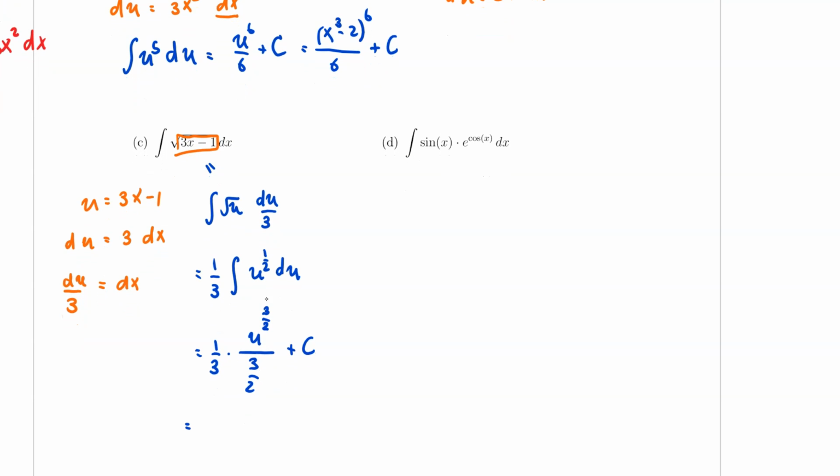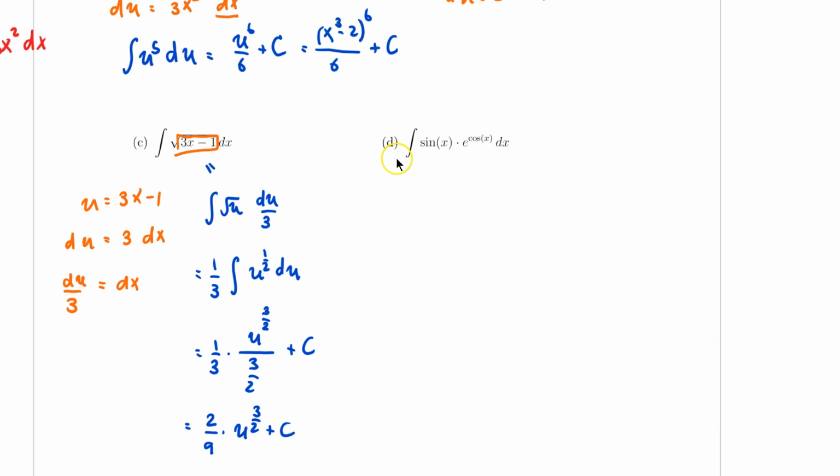I can simplify this a little bit. I can bring 3/2 up to the numerator, so that's going to give me 2/3. 2/3 times 1/3 is going to be 2 over 9 now. 2 over 9 times u to the 3/2 plus c. So that's my answer for part C.